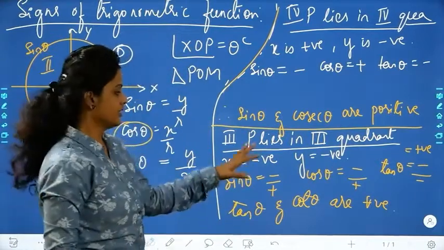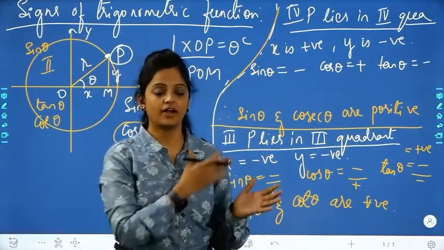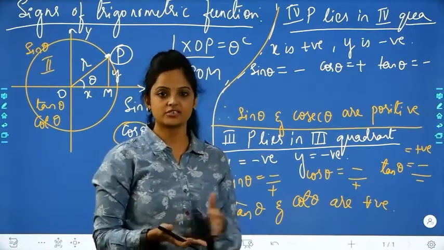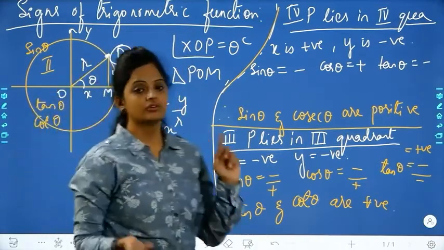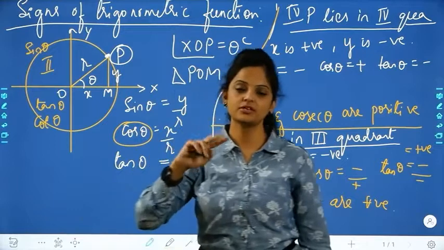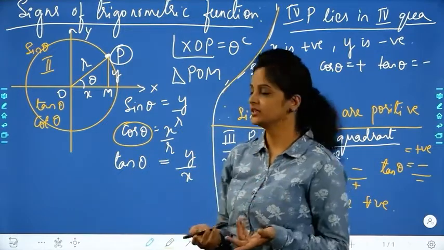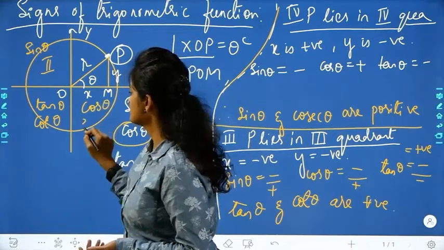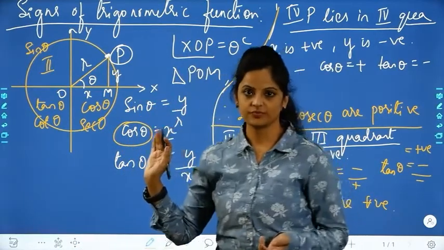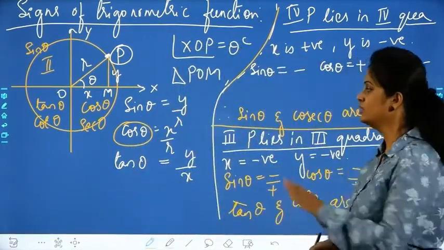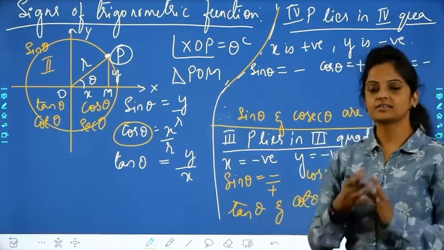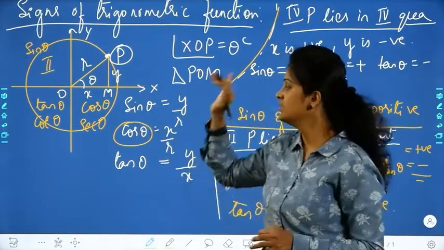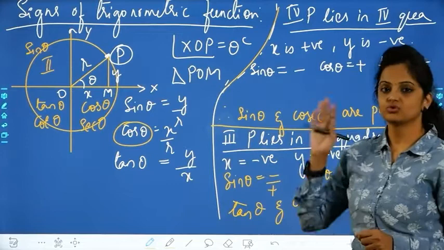Correct? Understood? Now you have understood why we got that rule and why it is called the ASTC rule. You have heard of this ASTC rule. All are positive. Sin is positive, which means automatically its reciprocal will be positive, so we don't mention that. Tan is positive, and in the fourth one cos is positive. Cos is positive means secant also will be positive. So these signs are very important to follow in trigonometry or in calculus, anywhere. If the ratio is lying in that particular quadrant, then you have to use this rule.